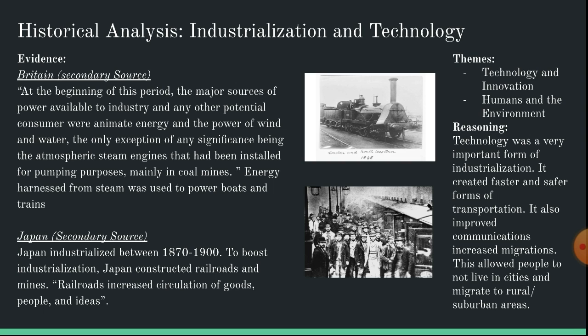The secondary source evidence from an excerpt about Japan provides information about how Japan constructed railroads, even stating that railroads increased circulation of goods, people, and ideas. These transportation advancements allowed people to not live in cities and migrate to rural and suburban areas.